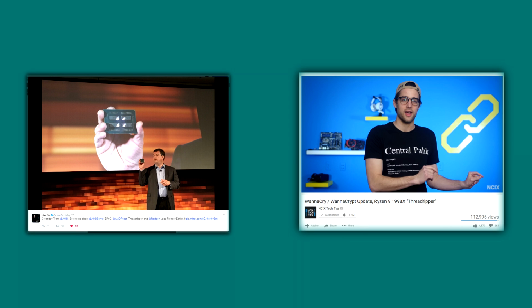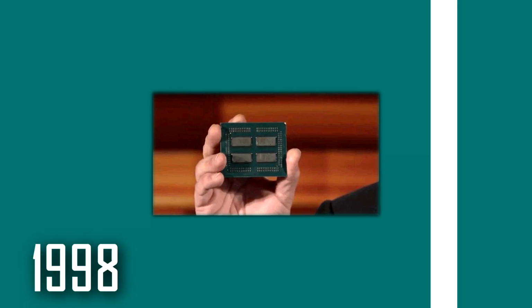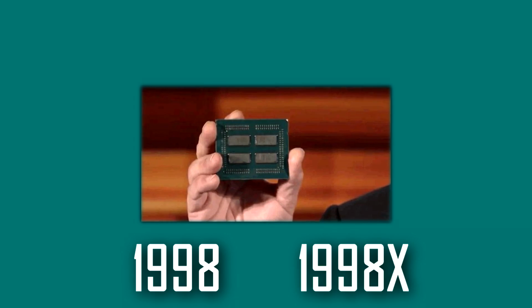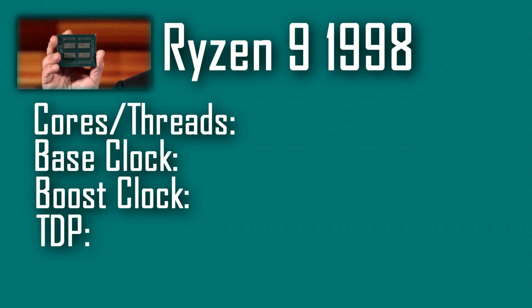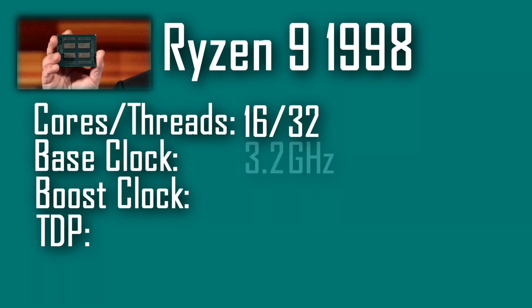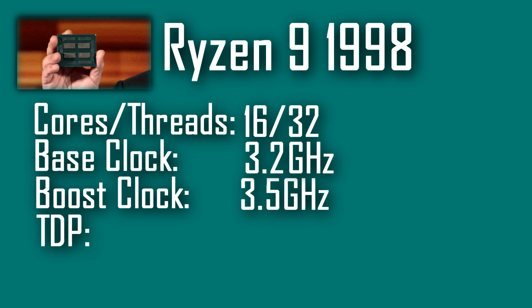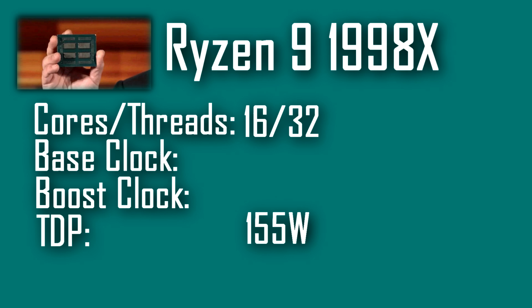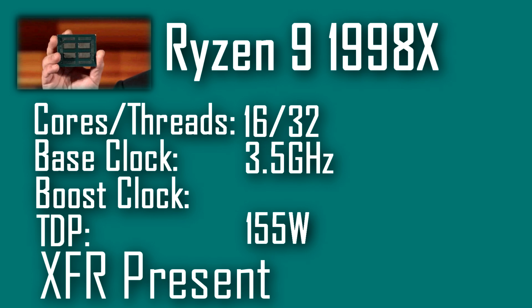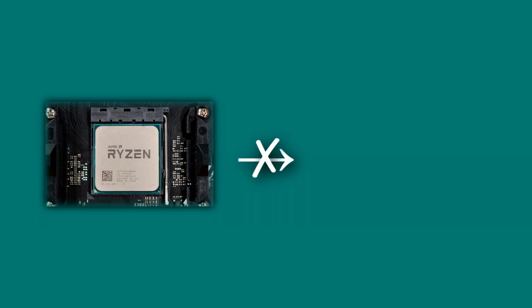So now, it is the ones that pretty much everybody has been talking about in the tech news lately, and they certainly have reason to. These are the 1998 and the 1998X. So let's start off with the 1998, which has 16 cores and 32 threads, a base of 3.2 GHz and a boost of 3.5, and a TDP of 155 watts, while the XFR counterpart has a base of 3.5 and a boost of 3.9. As you would most likely derive, these CPUs are not for gaming.